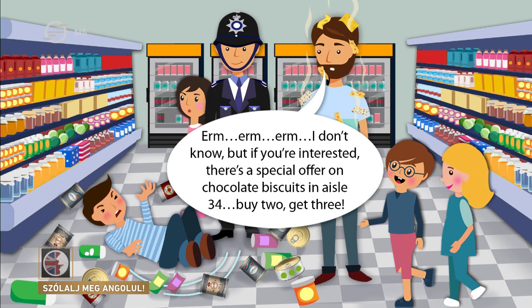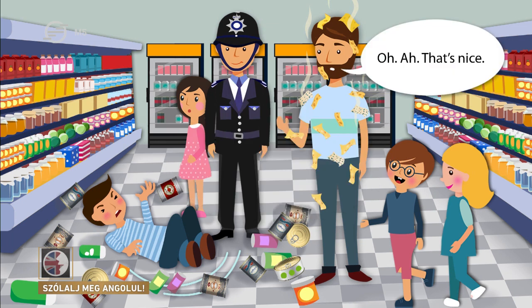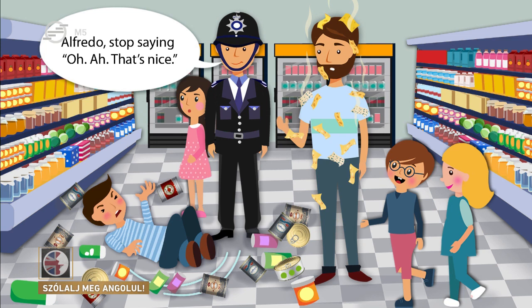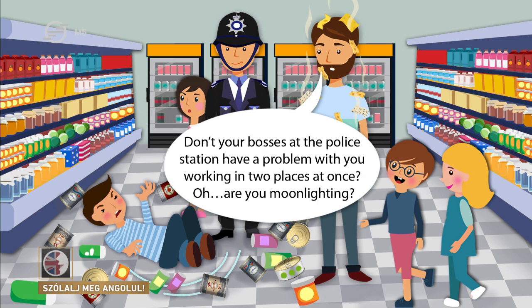Buy 2, get 3! Yes, that's very nice, Alfredo, but as I already told you, I'm not here to shop. I'm in my uniform, and that means I'm working. Oh, that's nice. Alfredo, stop saying, oh, that's nice. Oh, okay. So, do you work in the supermarket too, Dave? Isn't that a problem? Don't your bosses at the police station have a problem with you working in two places at once? Oh, are you moonlighting?